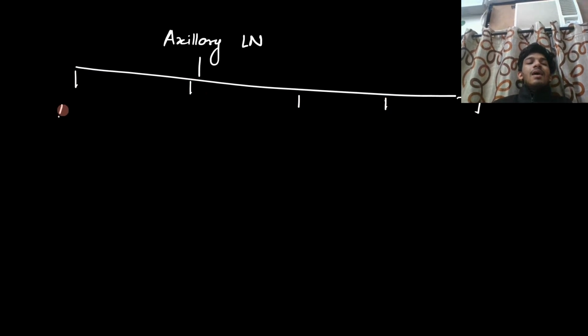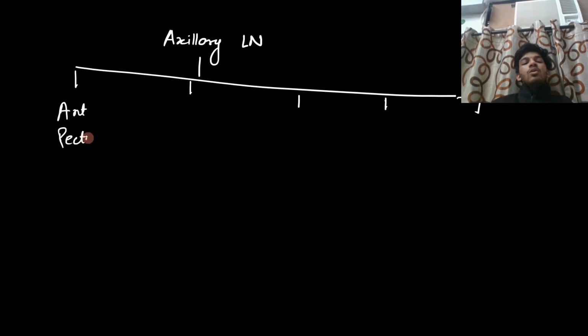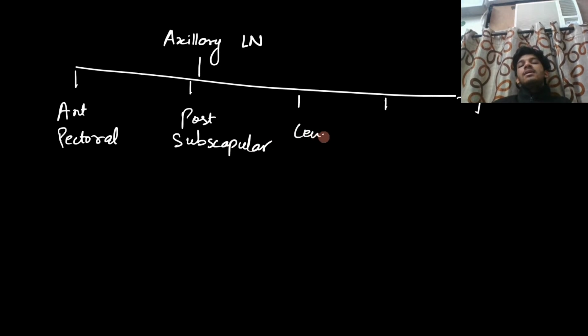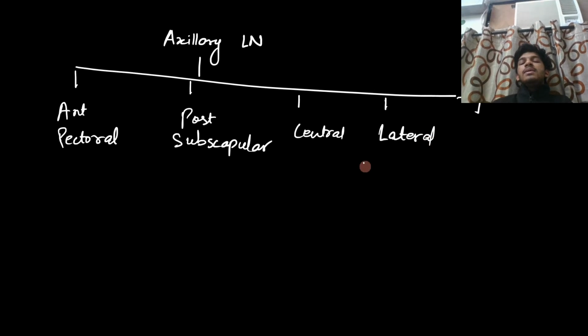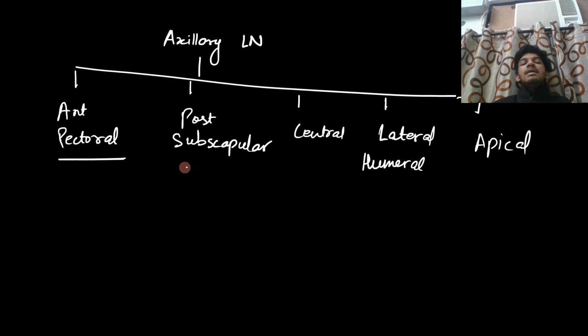We've talked about anterior, also called pectoral. Then we said posterior, also called subscapular. Then we said central, and besides central, lateral, also called humeral. And we said apical. These are the 5 groups of axillary lymph nodes.